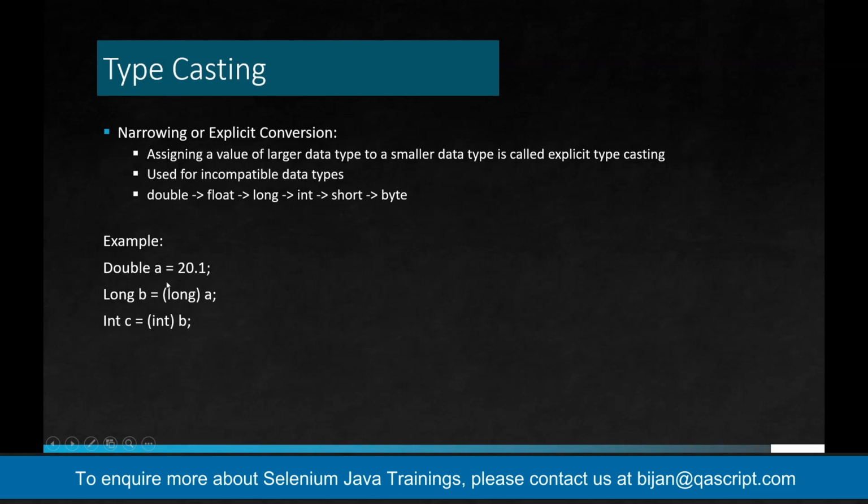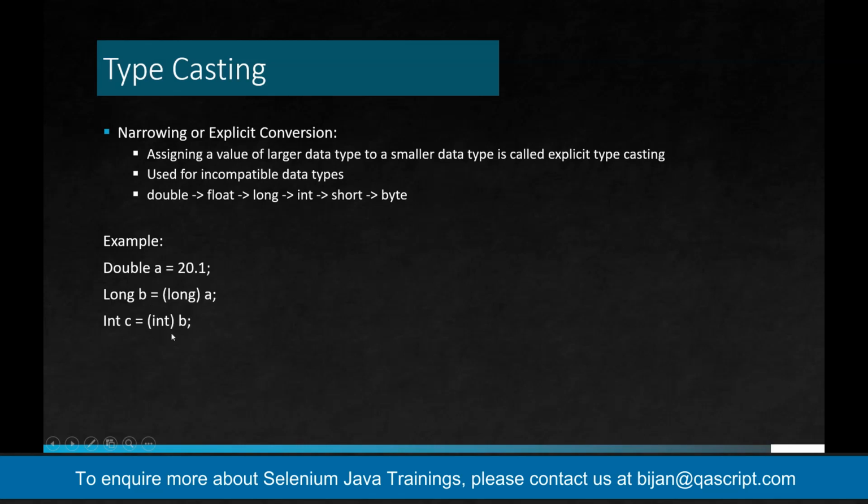Now, this is an example of the explicit conversion or the narrowing typecasting. So if we have a double value and we want to convert it to a long, we have to do this explicit typecasting, which means we have to give long in brackets, right? So this should be small letters. All these should be small letters. I will correct this. Similarly, if you want to convert it to int, again explicit conversion, right?